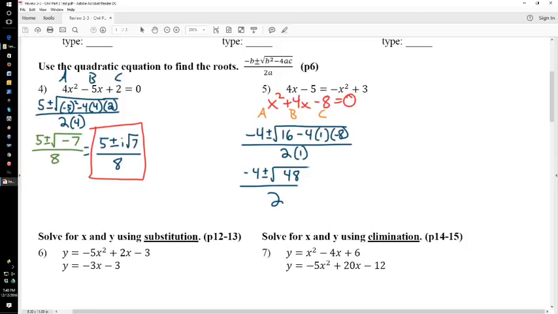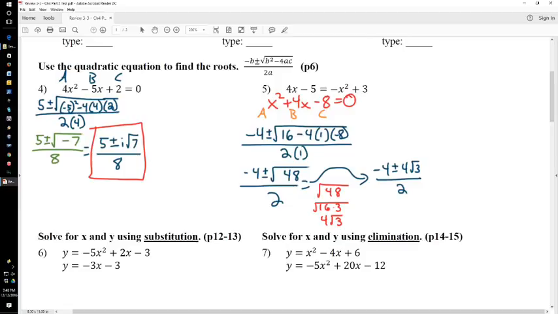From here, we reduce the square root of 48. If I go over here and just scratch a little bit, 48, you recall, is 16 times 3. The square root of 16 is 4. So the square root of 48 reduces down to 4 times the square root of 3. So I am going to rewrite this as negative 4 plus or minus 4 times the square root of 3, all over 2.